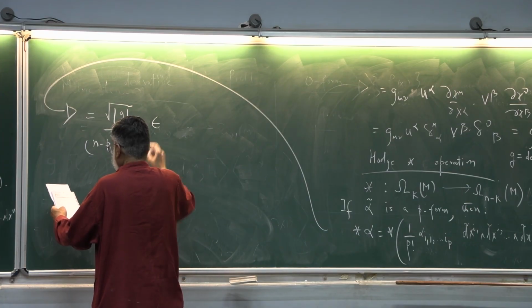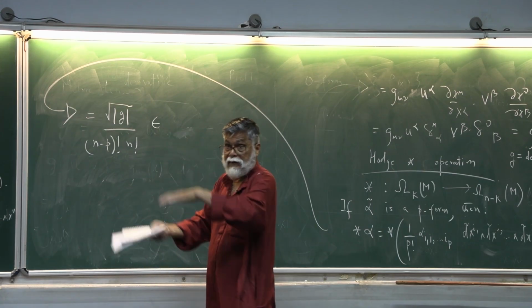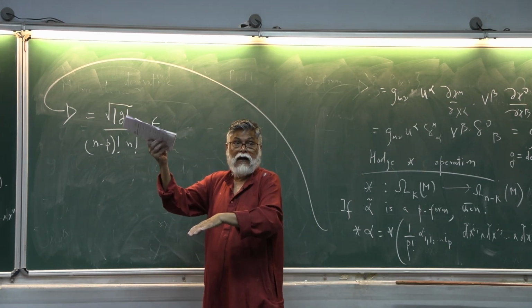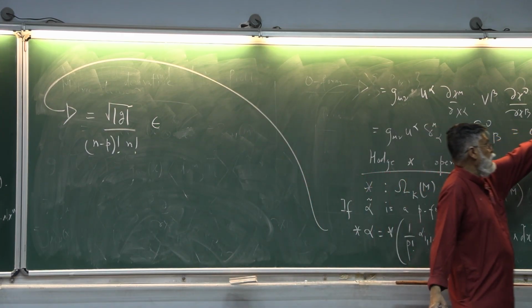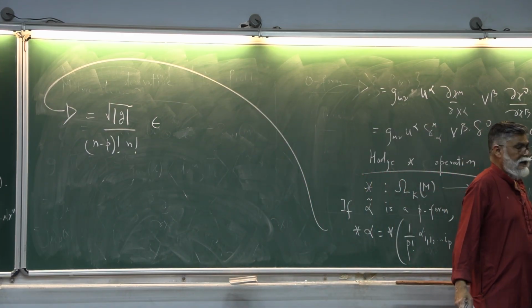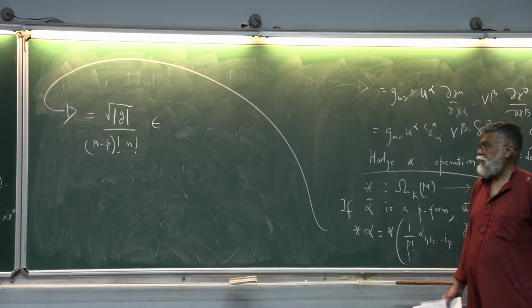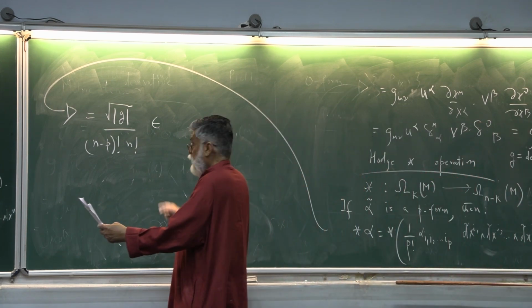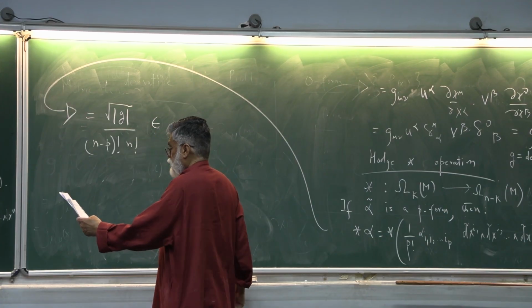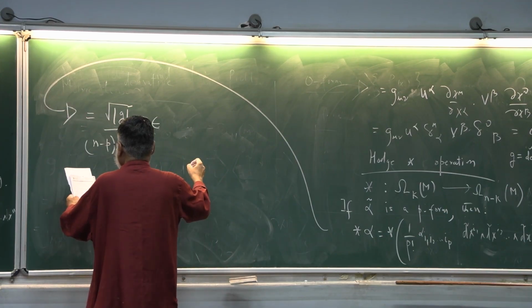That's why the metric is important, because the metric has been used to lower and raise indices of the generalized Levi-Civita tensor. That's why you can't define the Hodge-star duality operation without the metric. So when I write it down, you will understand what I'm saying.